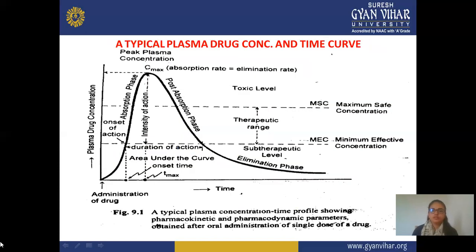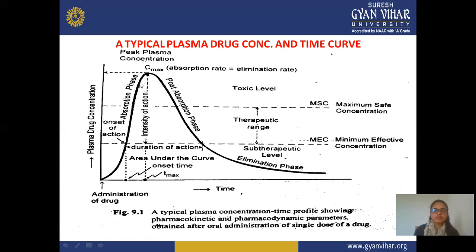Next is a typical plasma drug concentration time curve. This is very important, and almost all pharmacokinetic and dynamic parameters are present here. This is a very important graph or curve that you can use in other subjects also. In this we plot plasma drug concentration versus time, and here we have one peak, one curve.